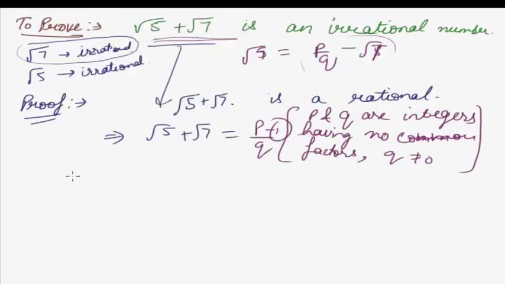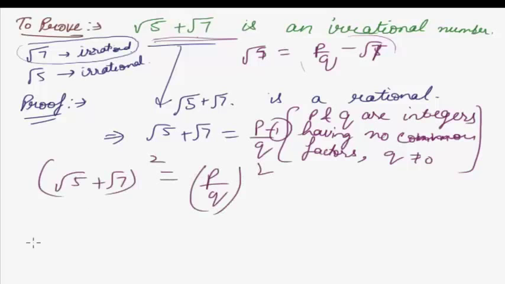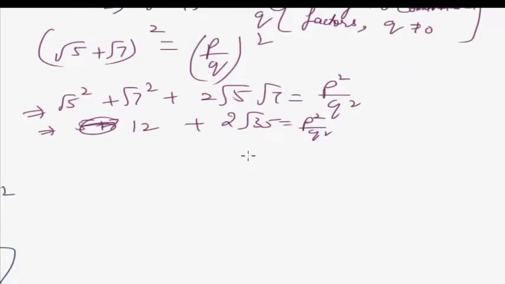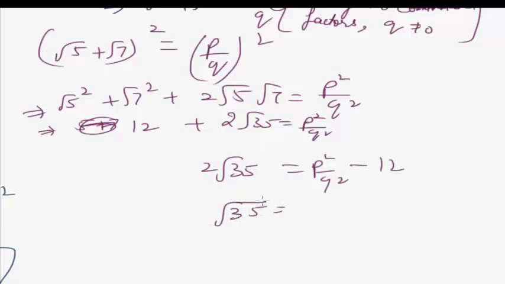the equation 1. We will get under root 5 plus under root 7 whole square equals p by q whole square. That is, under root 5 square plus under root 7 square plus 2 under root 5 under root 7 equals p square by q square, which will give us 5 plus 7, that is 12, plus 2 under root 35 equals p square by q square, which will further give us under root 35 into 2 equals p square by q square minus 12, or under root 35 equals p square by q square by 2 minus 12 by 2, which will be 6.